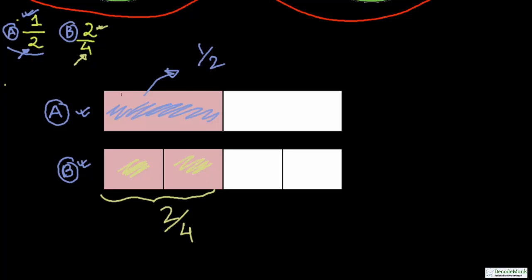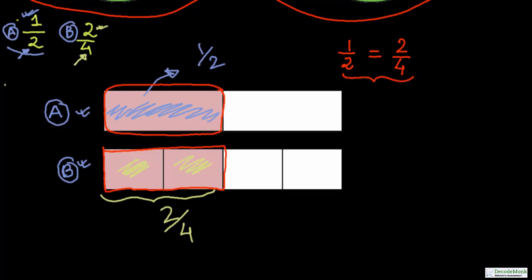Now let us compare which one is bigger. To our astonishment, we can see that this portion 1 by 2 is exactly equal to the portion represented by 2 upon 4. So you can see that 1 by 2 is equal to the portion represented by 2 by 4. And this may seem magical to you. How can two fractions having different denominators and numerators be equal? So you have seen that this can happen by drawing some pictures.